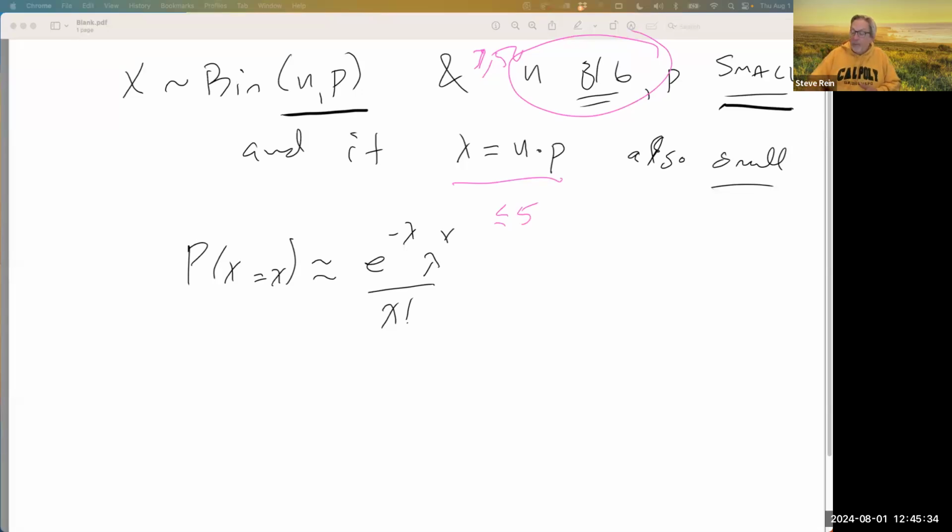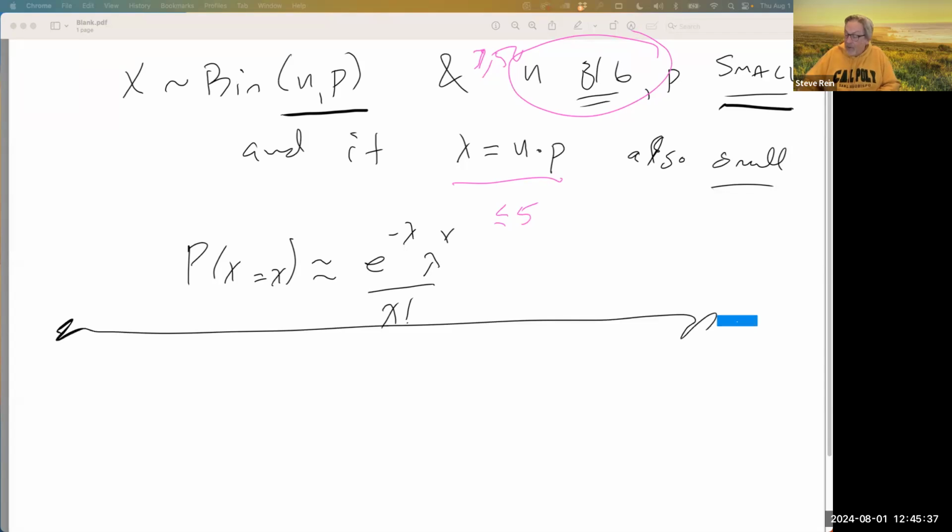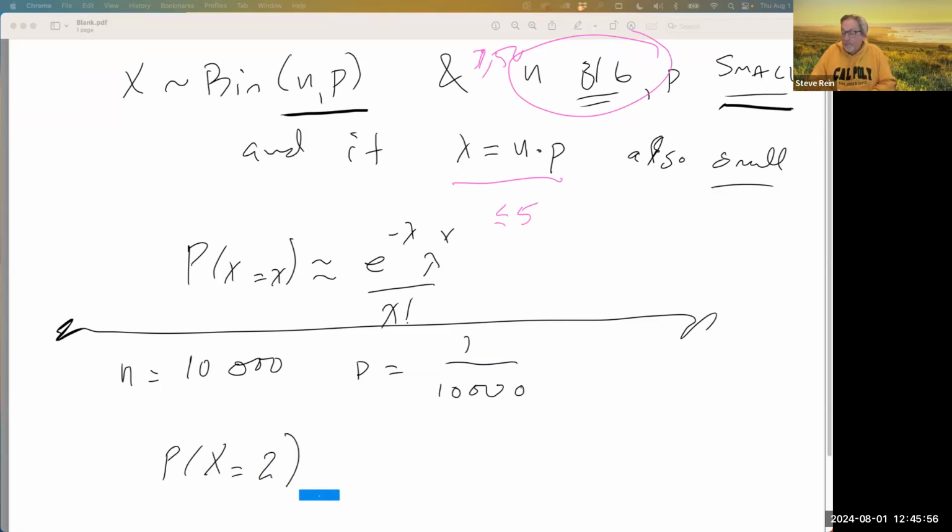As an example, let's try something that's binomial, but we couldn't easily solve it. So if n is 10,000 and p is 1 over 10,000, what is the probability that x is exactly 2? If I tried to use the binomial approach, I would end up with 10,000 factorial over 2 factorial. Actually, let's go with not 2.